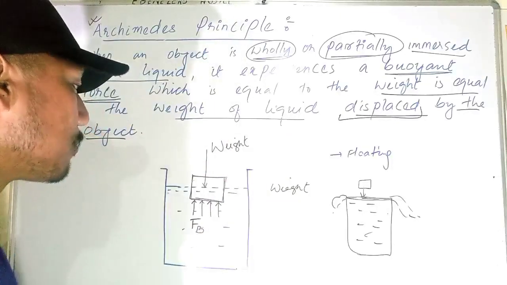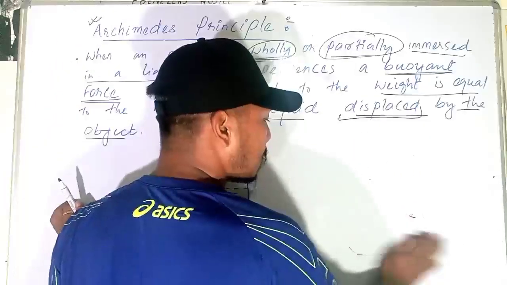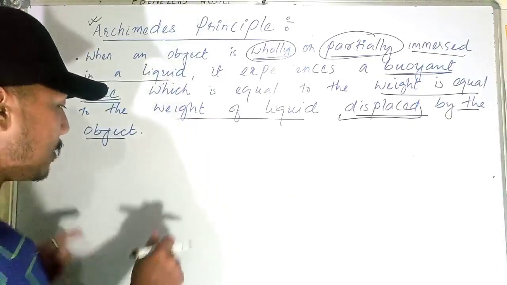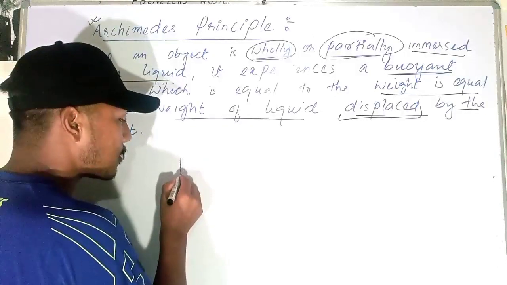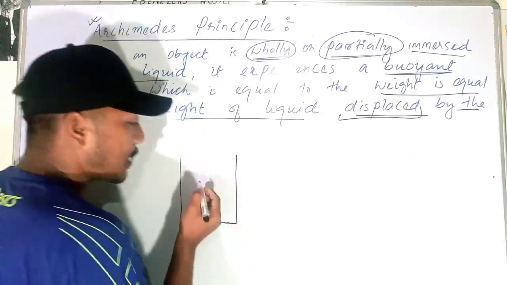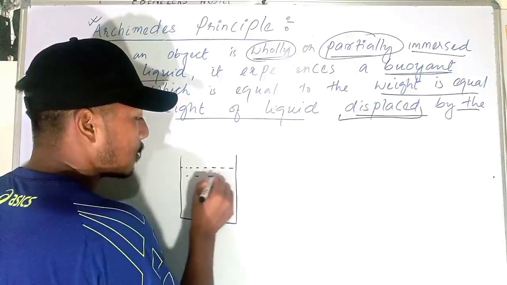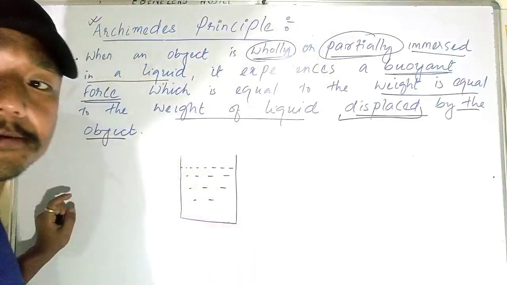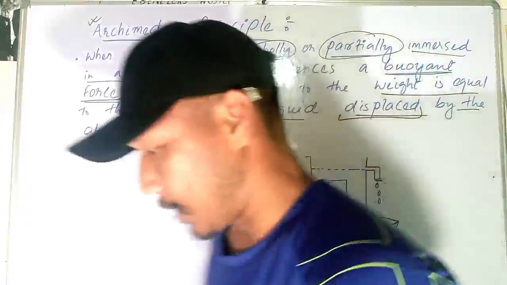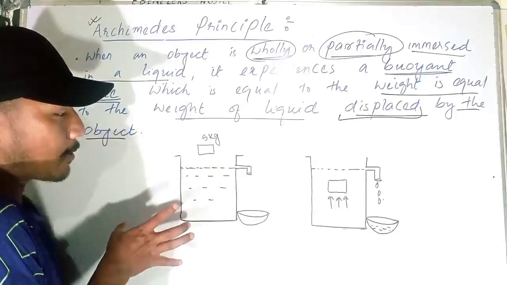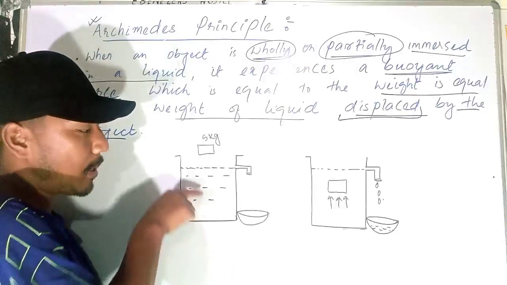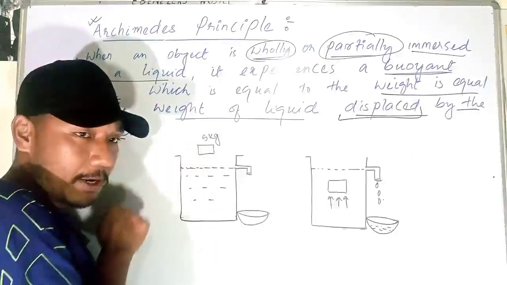Okay, let's try to see one more example, to make it clearer. Now let us take one container. You see, these are the two containers. At the very beginning, I will take the containers, and then I will make some holes out here.